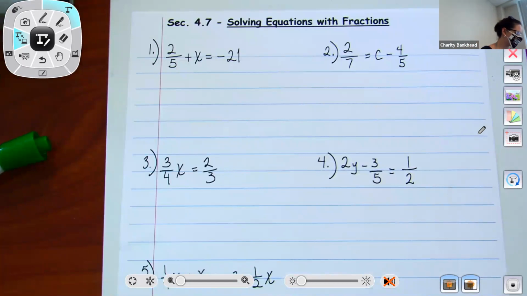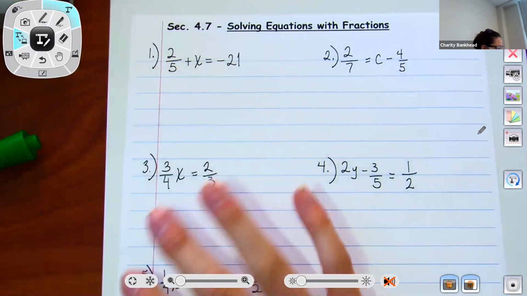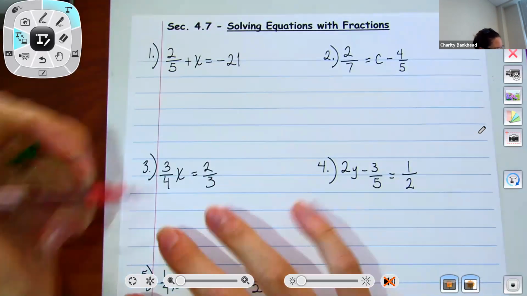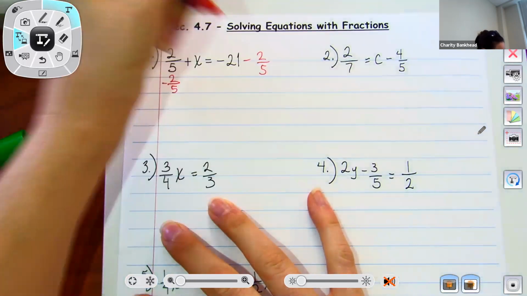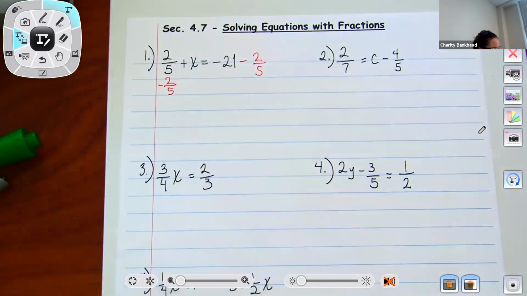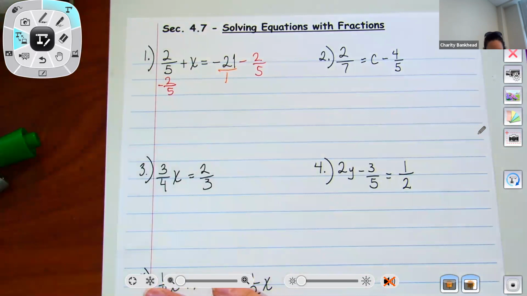So solving equations still means that we're trying to get the variable by itself. So on number 1, we want to get rid of the 2/5, so we would subtract 2/5 from both sides of the equation. So negative 21 is the same as negative 21 over 1. And then I would probably use the bow tie method to simplify that.